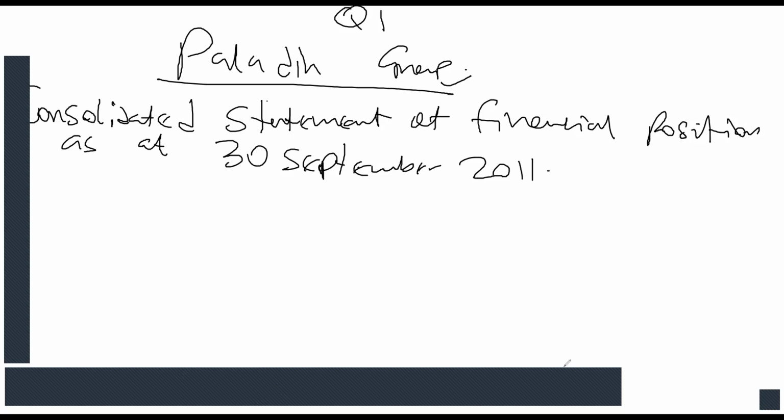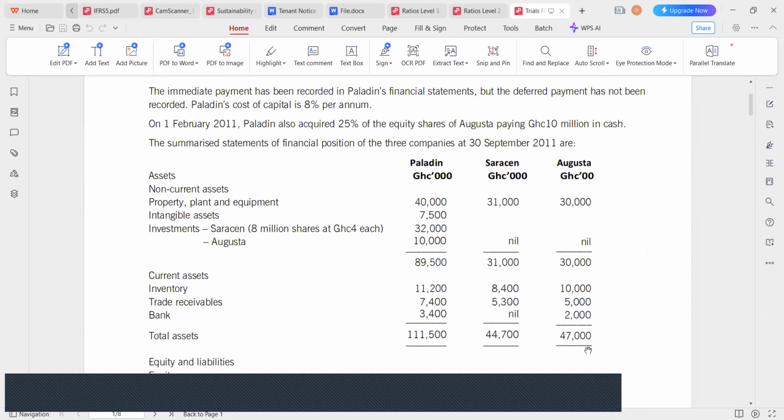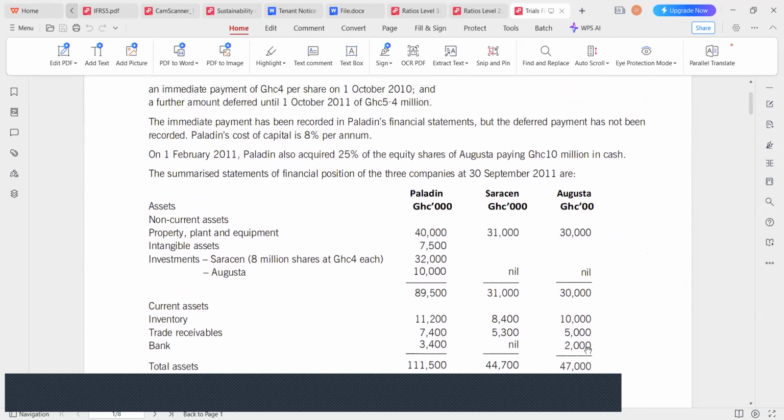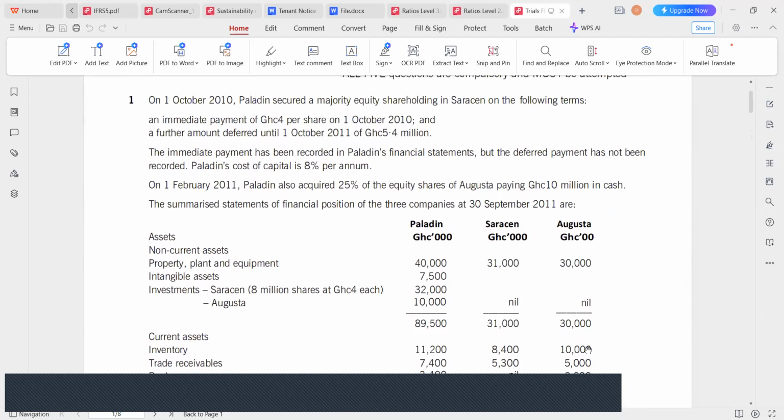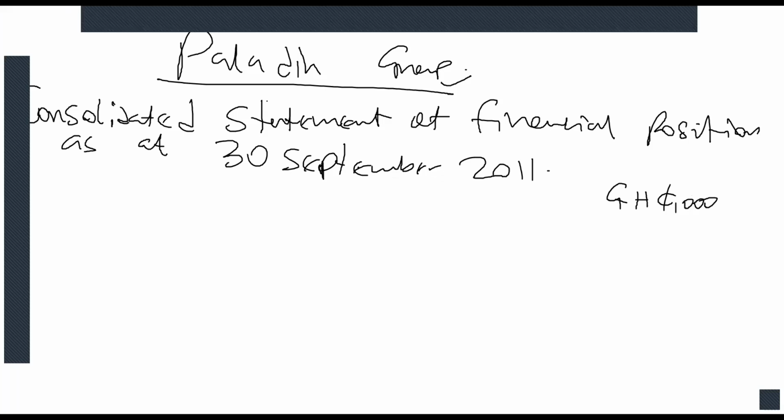Check the reporting currency very well before you continue. What's the reporting currency here? It's Ghana cedis in thousands. So that is how you have to do it in exams. That is all. Then you leave enough space; for the financial position, the entire first page will be enough for you.